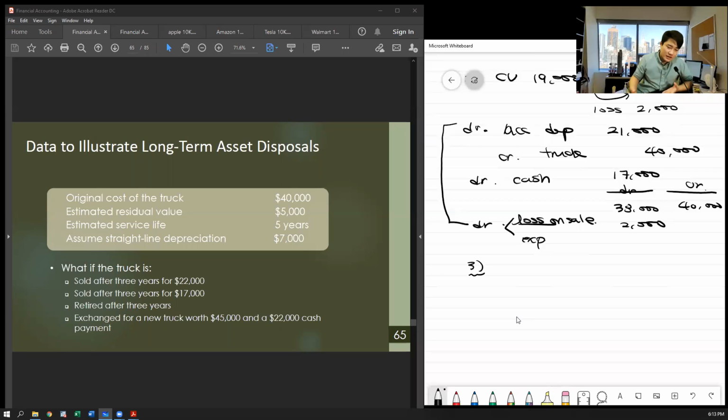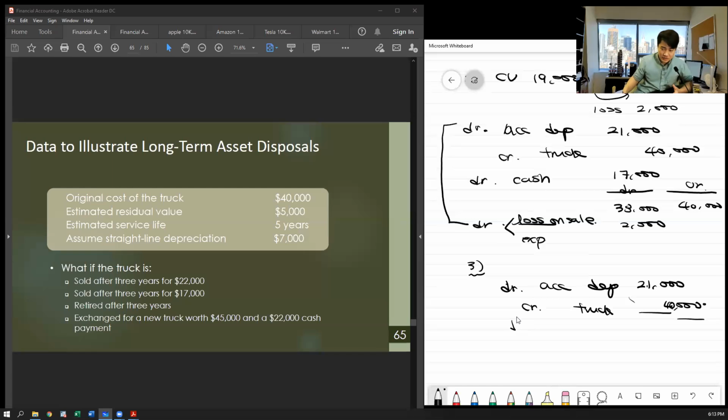So at the end of 3 years, let's say the company just retired it. So I'm going to debit accumulated depreciation 21,000. We're going to credit the truck of 40,000. Now there's nothing else. You're not receiving cash, you're not paying cash, so that's it. But the debits and credits do not balance.